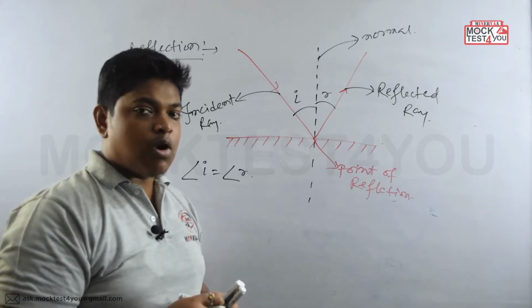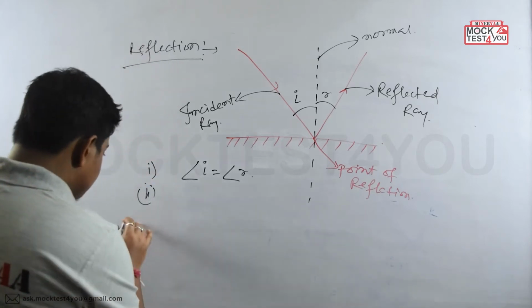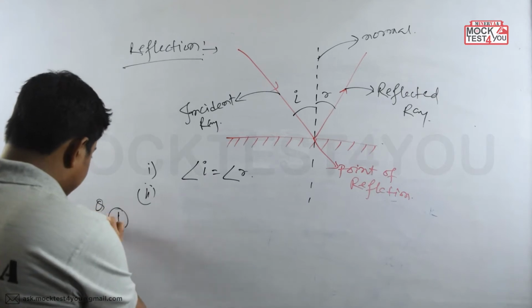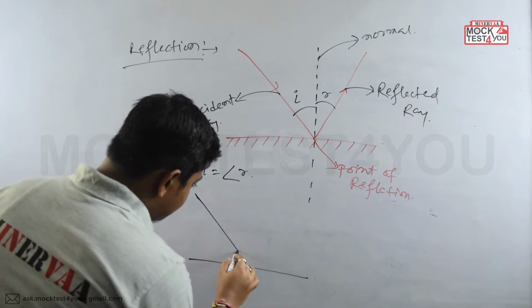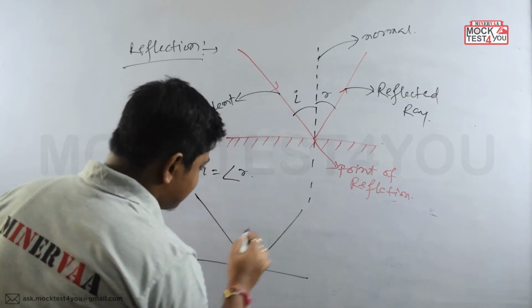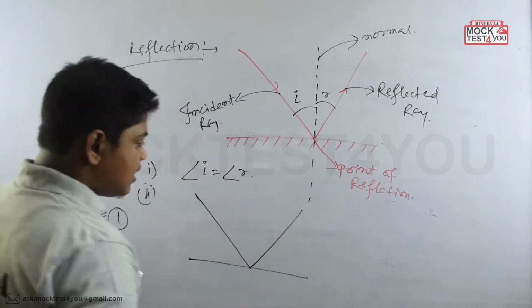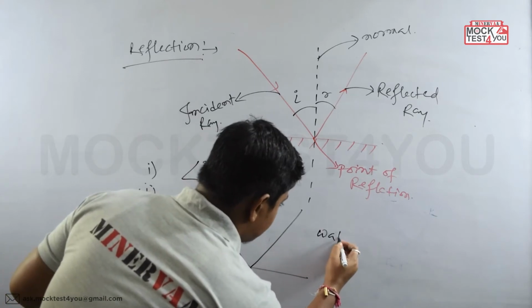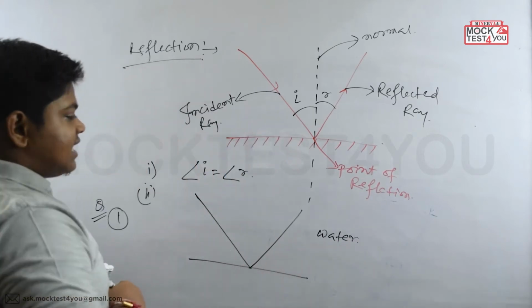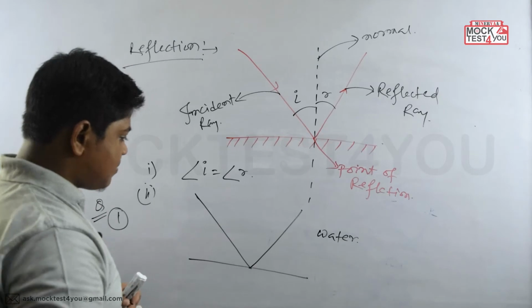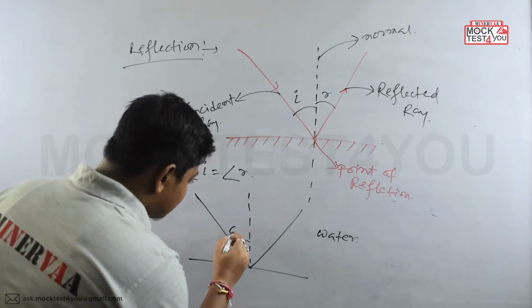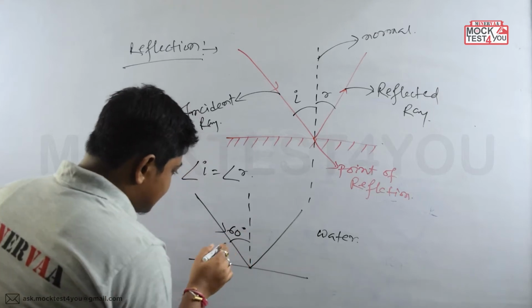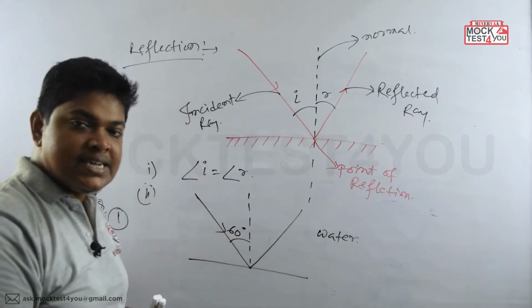Now let's solve a problem. This is question number 1. It is given that a light wave is coming like that and it is reflected. In this case the medium is water. And in that question it is given that the angle is equal to 60 degrees. That means it is the incident angle.